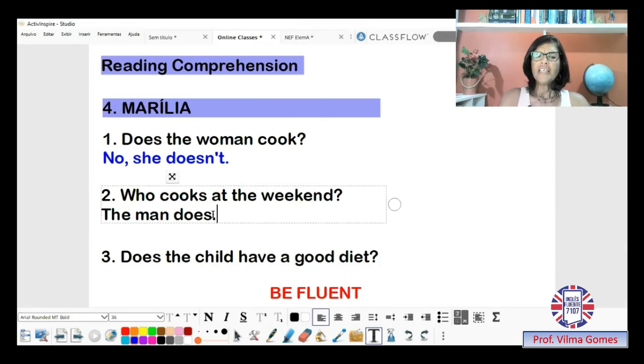Does the child have a good diet? Again, that's Marilia's opinion. Does the child have a good diet? No.